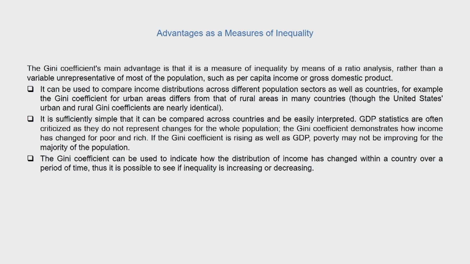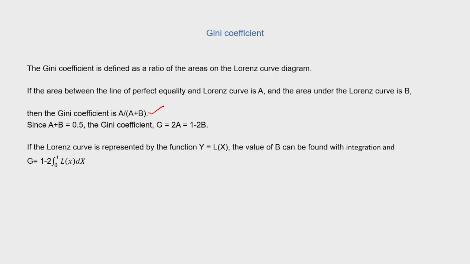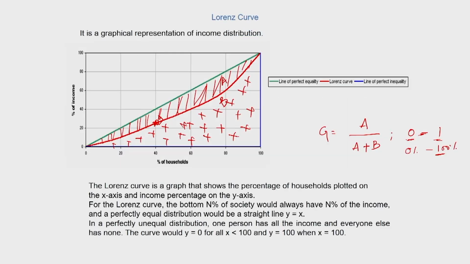Thirdly, the Gini coefficient can be used to indicate how the distribution of income has changed within a country over a period of time. Thus, it is possible to see if inequality is increasing or decreasing. In the previous slide, I showed you that usually when we are calculating the Gini index or plotting the Lorenz curve, we take households on the x-axis and percentages of income or wealth on the y-axis.